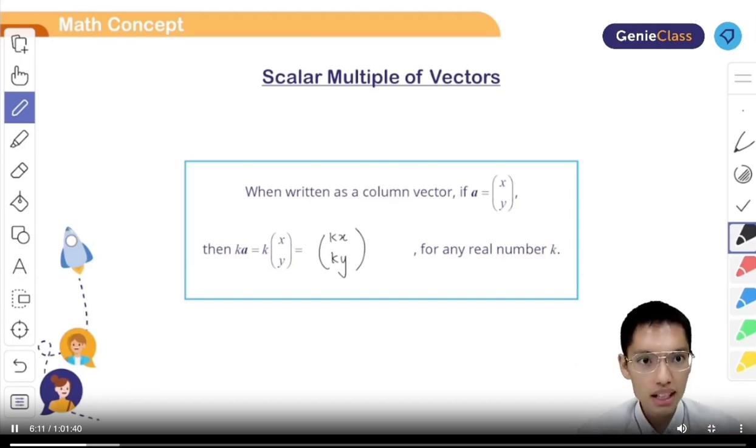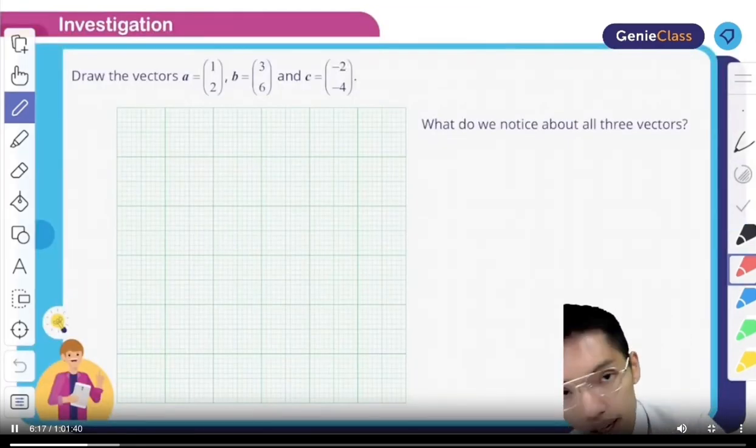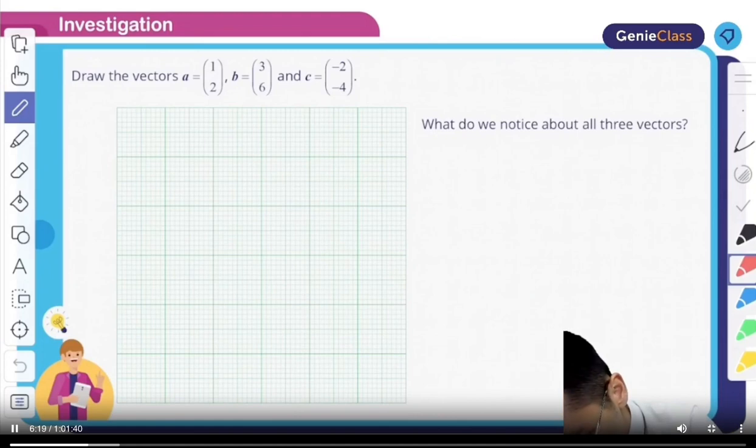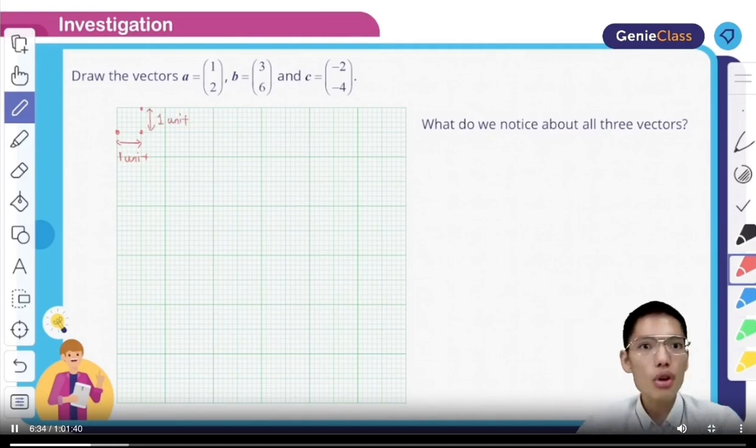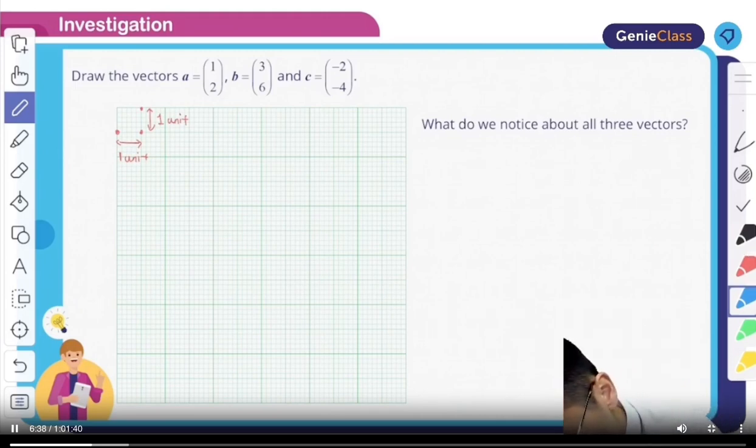Now let's investigate even further over here. Because there are quite some vectors to draw, take note, in this case, my 1 unit will be this. This is my 1 unit long. It's a different way of writing here. So this is my 1 unit long, and this is my 1 unit long. Let's draw my vector 1, 2, shall we? 1 and 2 units up.